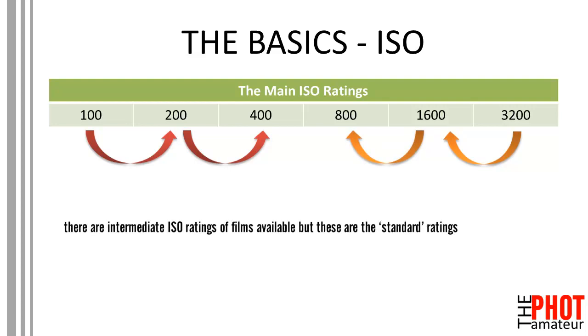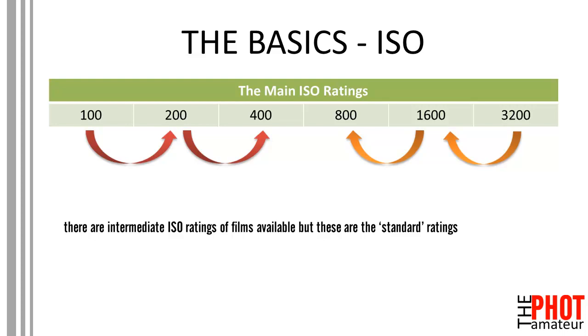As I've said, there are intermediate ISO ratings of films available, both outside, so lower than 100 and above 3200, and within this range you'll find intermediate ratings available. So the higher you go up the scale, the faster the film becomes. So 200 is twice as sensitive as 100, 400 is twice as sensitive as 200, and you get the drift all the way up to 3200.